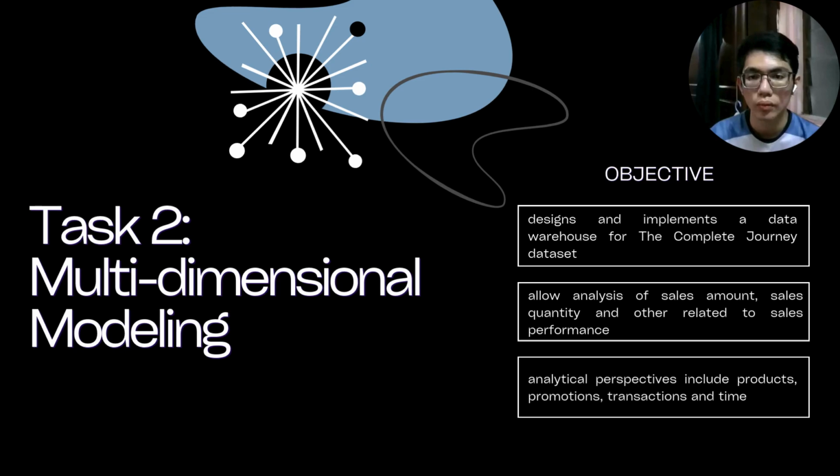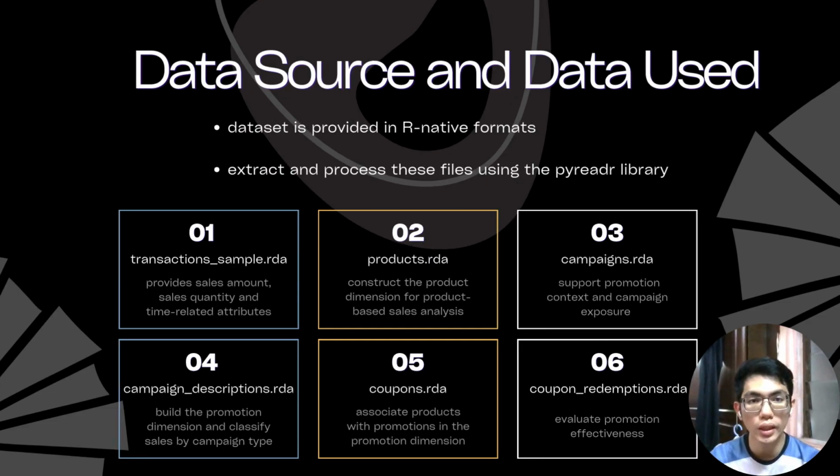Thank you. For task 2, we focus on multi-dimensional modeling using the complete journey dataset. The main objective of this task is to design and implement a data warehouse that supports sales performance analysis. The analytical perspectives include product, promotion, transaction, and time, which allow us to view the data from multiple business angles. This dataset is provided in R-native formats such as .rda and .rds, so we use Python with the pyreadr library to extract and process these files into pandas data frames. The main files used are transaction sample, product, campaign description, coupon, and coupon description. These datasets together support multi-dimensional sales analysis.